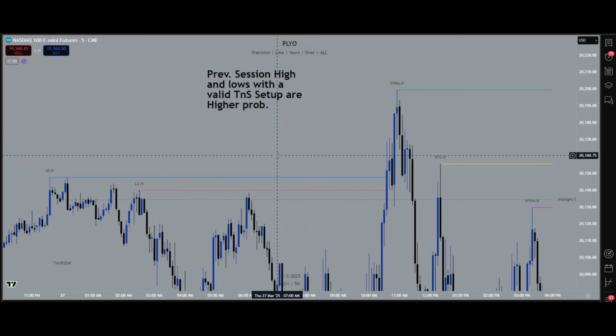Guys, I didn't want to make this too long. I just wanted to be short, sweet, and simple so everyone can understand very quickly what a high probability or even A plus TNS setup looks like.